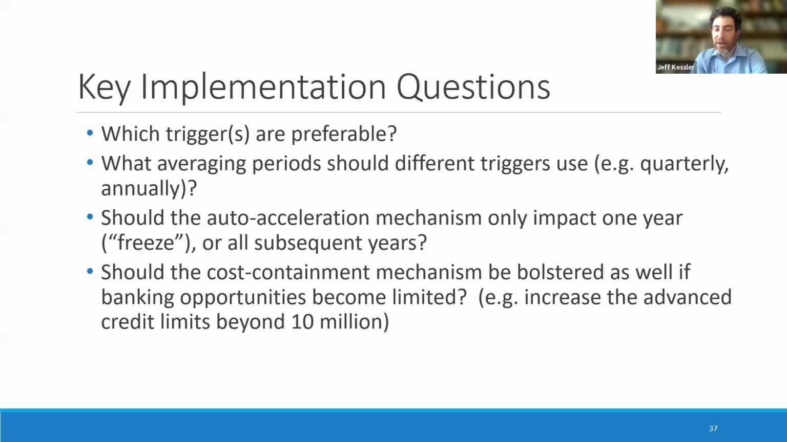Additionally, staff is seeking feedback on whether or not the current LCFS cost containment mechanisms should be bolstered as well. Bolstering these mechanisms could help counteract credit banking difficulties that could occur depending on how an auto acceleration mechanism is implemented. This could be as simplistic as increasing the number of advance credits permitted to be used in the program to exceed the current 10 million advance credit limit.